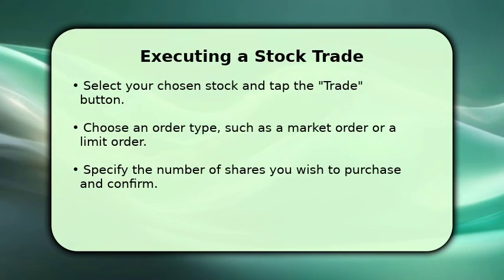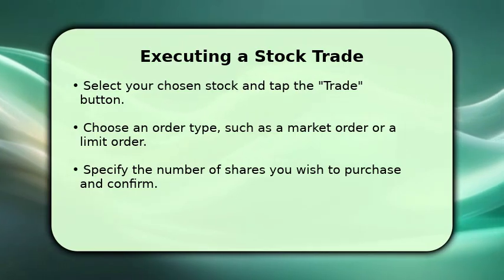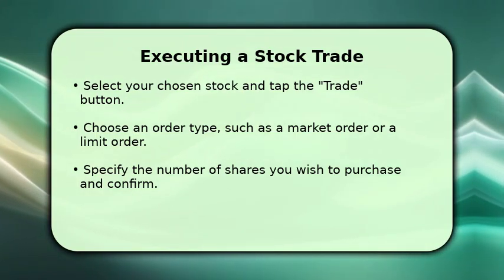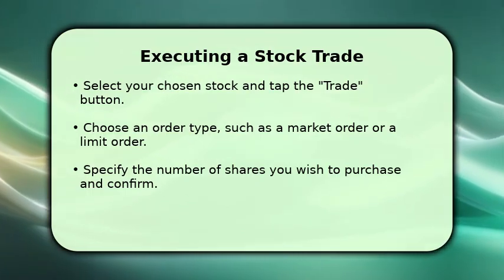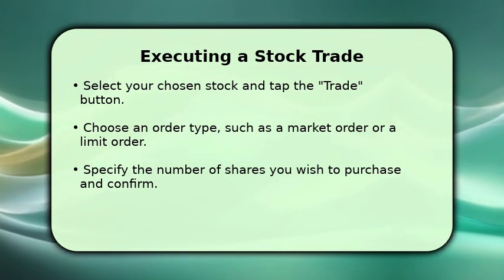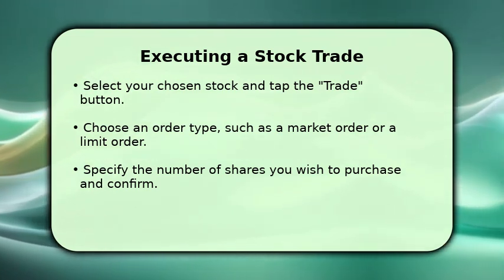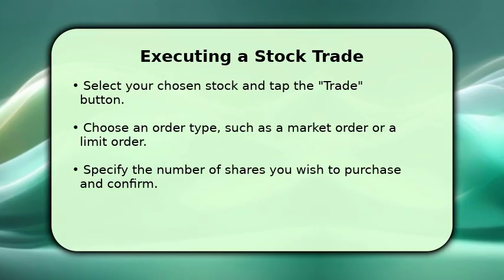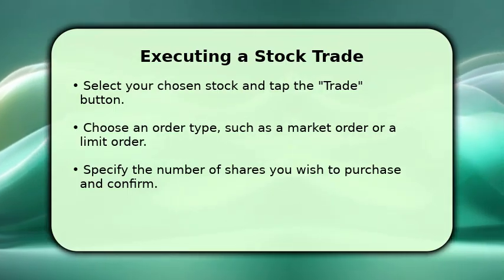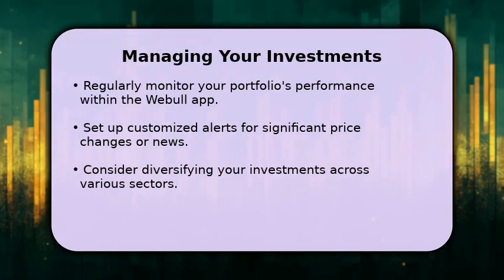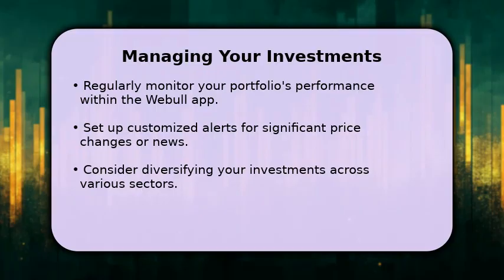With your chosen stock in mind, tap the Trade button. You will then select your order type. A market order buys shares immediately at the current market price, while a limit order allows you to set a specific price you are willing to pay. Enter the number of shares you want to acquire, for example, 10 shares, and review your order details carefully. Finally, confirm your purchase to execute the trade. Congratulations, you have made your first stock purchase.